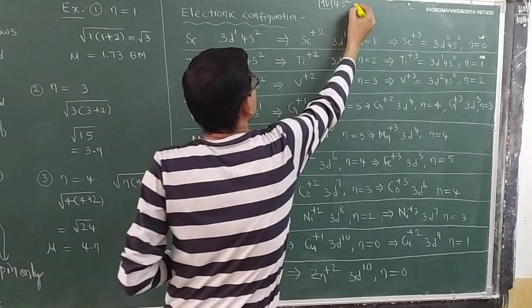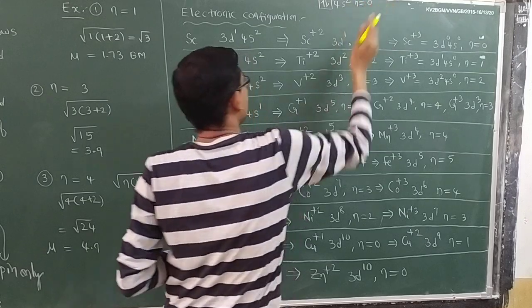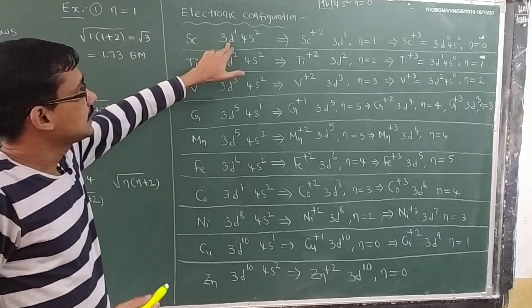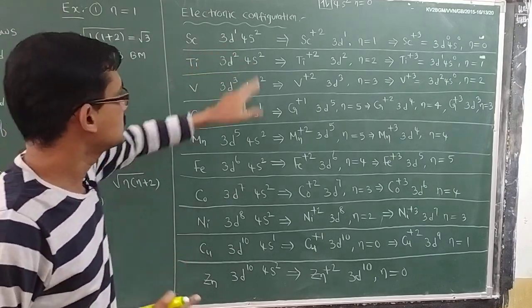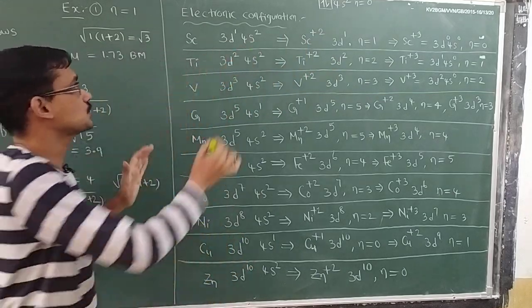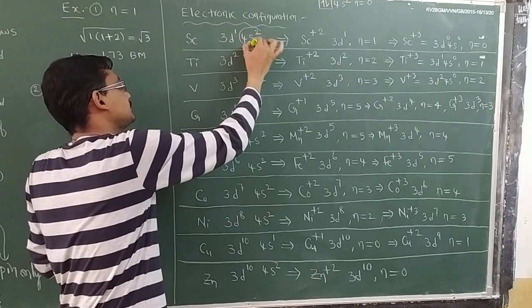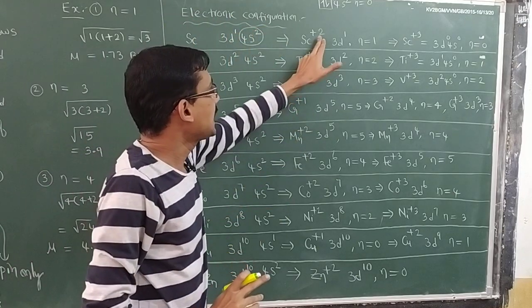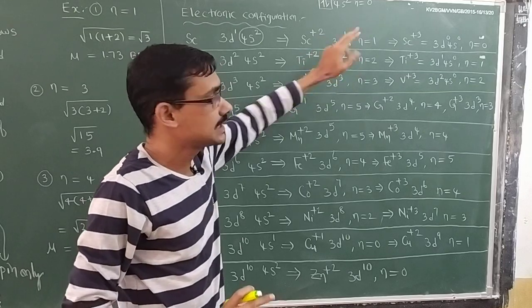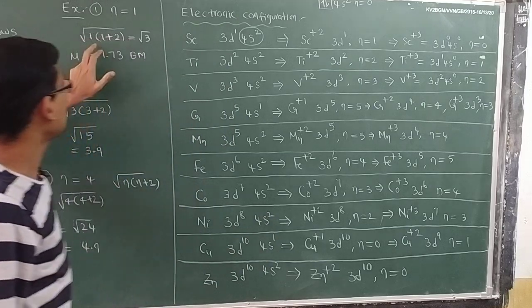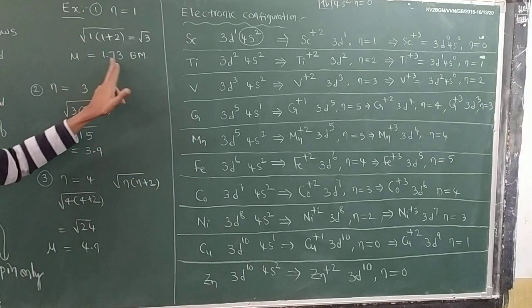In this case, n is equal to what? 0. There will be no unpaired electrons. Now, Sc2+ has 3d1, which has only one unpaired electron, because in scandium plus 2 you are losing the 4s2 electrons. Scandium plus 2 will now have the configuration 3d1. Now, n is equal to 1. If n is equal to 1, what will be the magnetic moment?